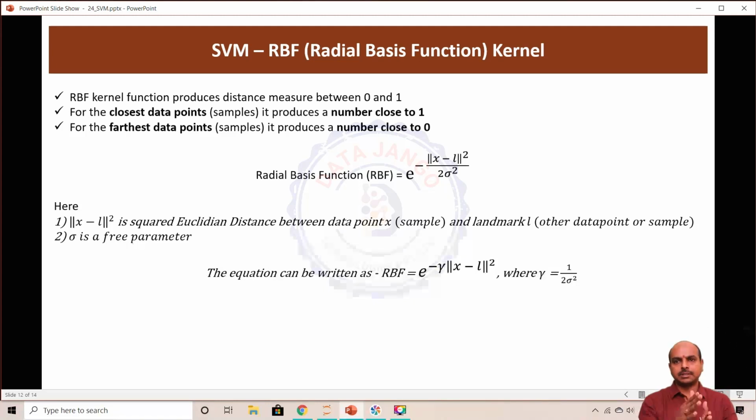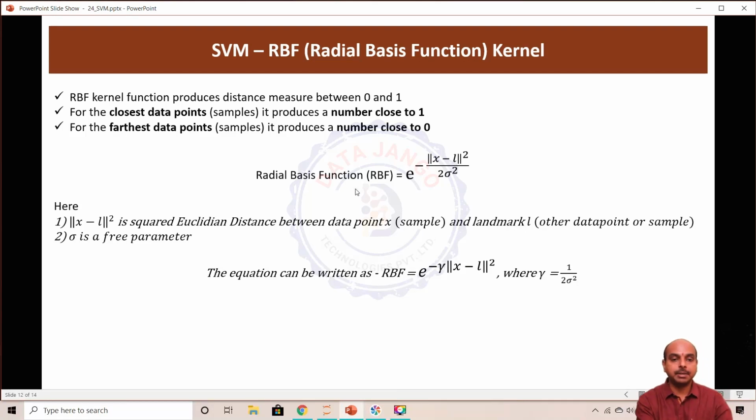Now suppose you are trying to measure the distance between the first person's DNA and the same person's DNA using this RBF kernel function. It is going to generate 1. If you measure the distance between a good person's and a bad person's records, it is going to generate a number close to 0. This formula generates that number. In a way, we are extracting the essence as a number between 0 and 1. So the closest data point gets a number close to 1, and the farthest data point gets a number close to 0.